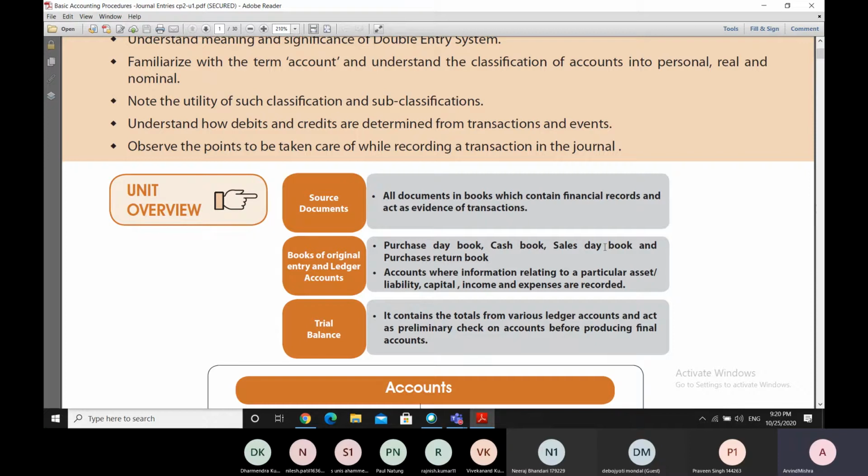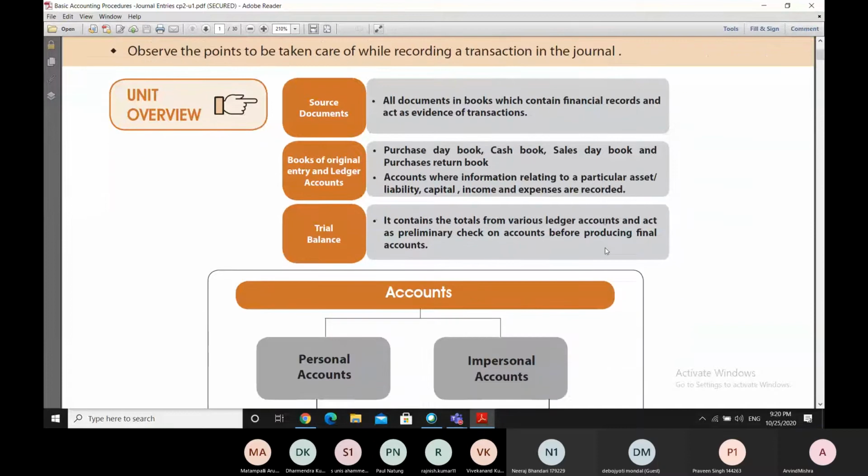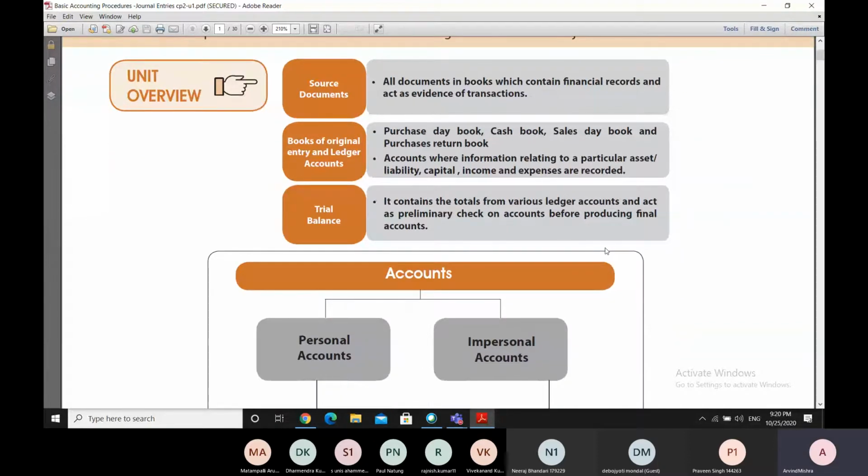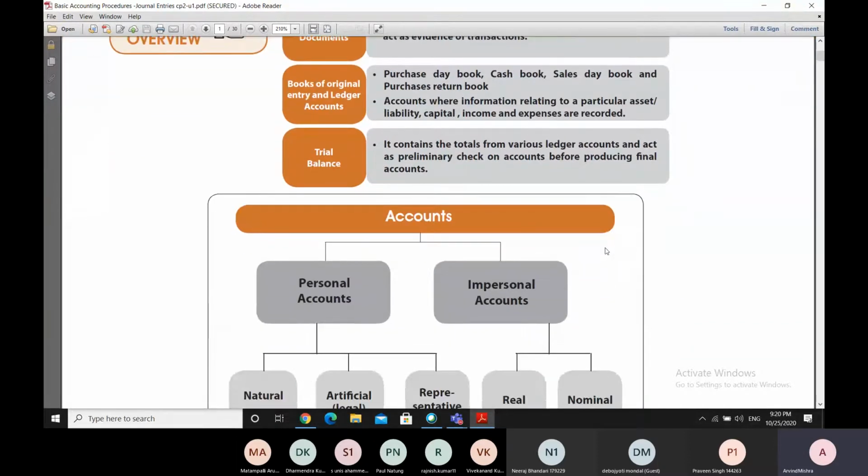So once again, to repeat it, we use the source documents to prepare the books of original entry and of course the ledger accounts. And from the books of original entry and ledger accounts, we prepare the trial balance. And from the trial balance, we prepare the final accounts. That is the broad process that we adopt.